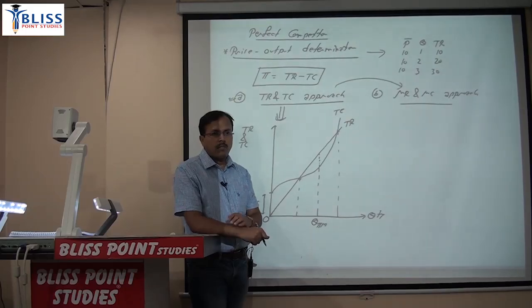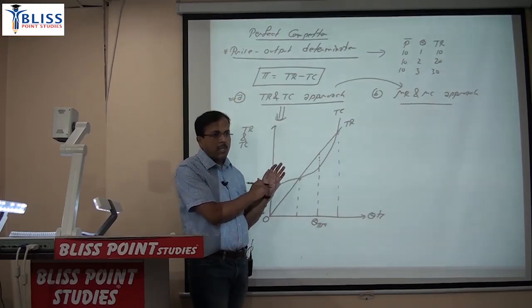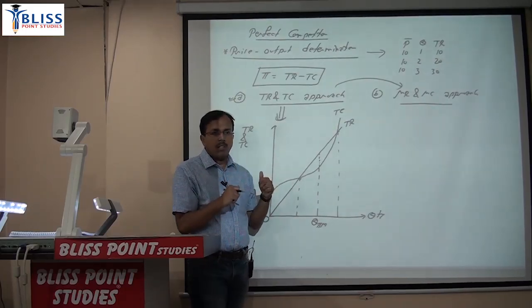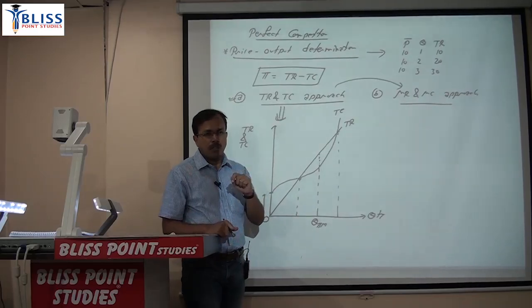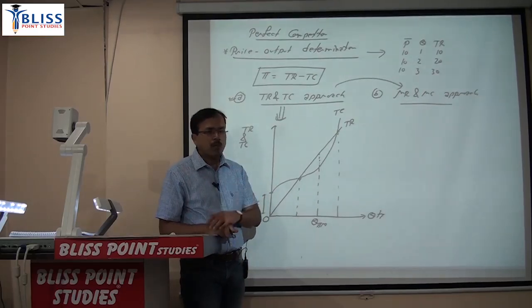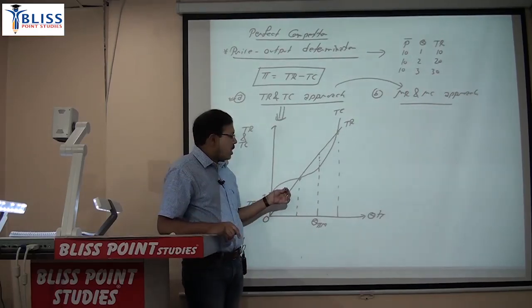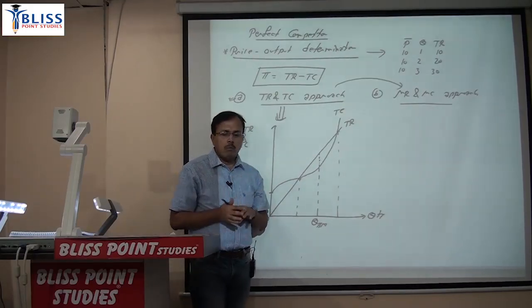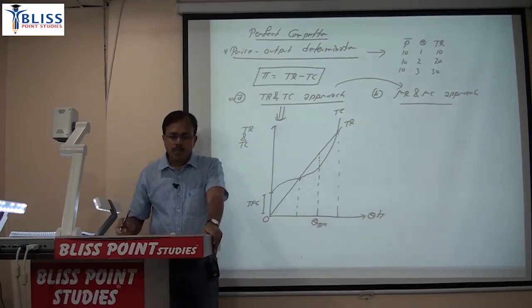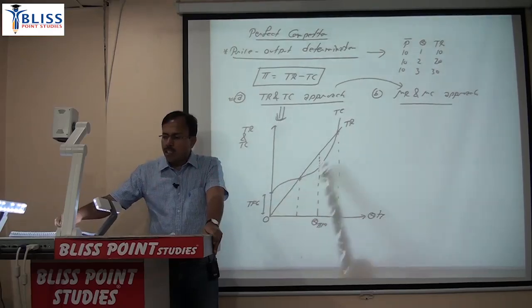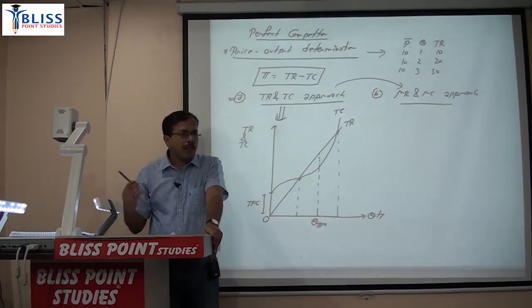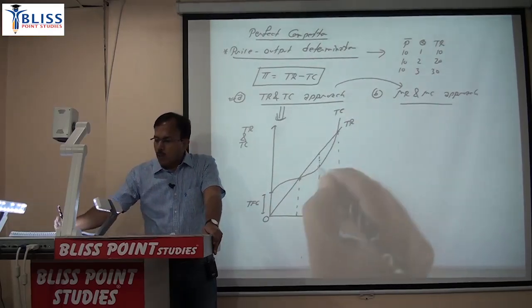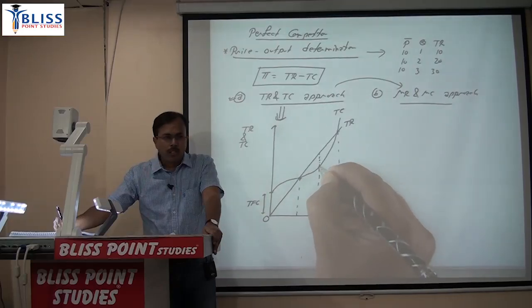You have not drawn that MR or MC, but we know one thing. Slope of TR is MR and slope of TC is MC. TR is straight line, its slope will remain same. But what is the slope of TC? TC is not linear, so its slope will vary at every point. If I want to find slope at this point, then how to find slope?